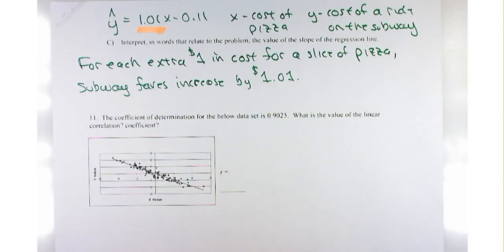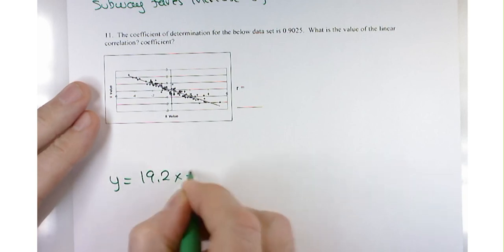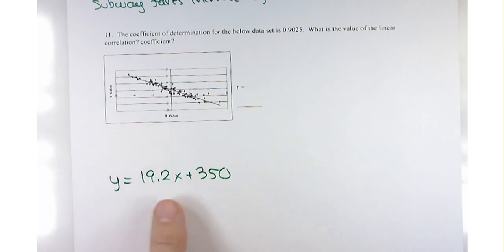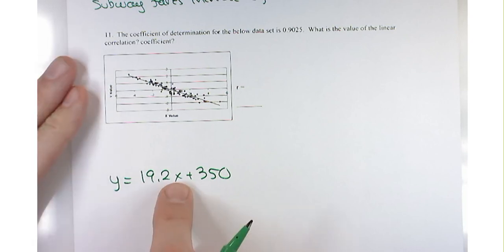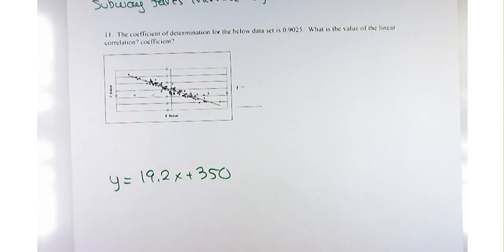I think one of the examples I gave when we covered regression was something like this. Y equals 19.2x, I'm just making up a number here, plus 350 or something like that. X was the number of days that I've owned my car. Y is the number of miles that I had on it. So what that's saying is that for each extra day I own my car, I put another 19.2 miles on it. So that's the kind of interpretation I want from you for the slope.